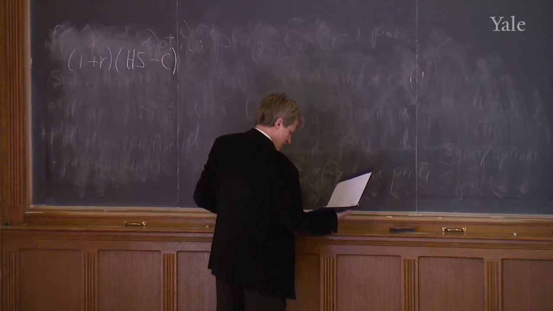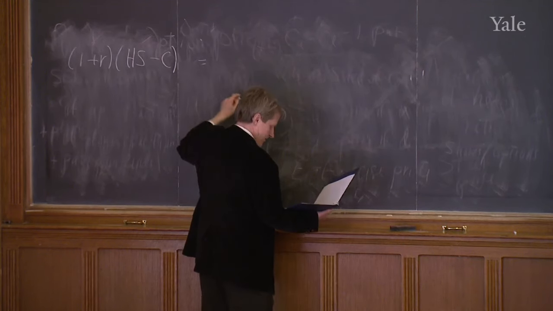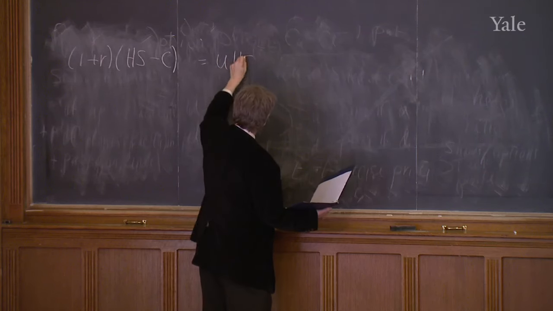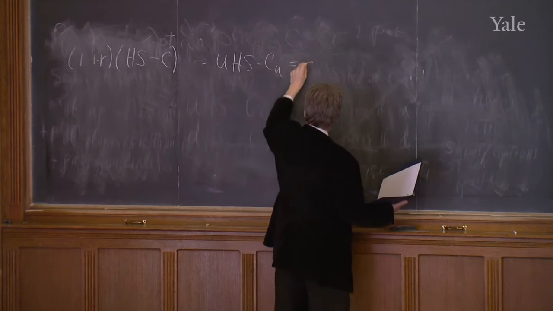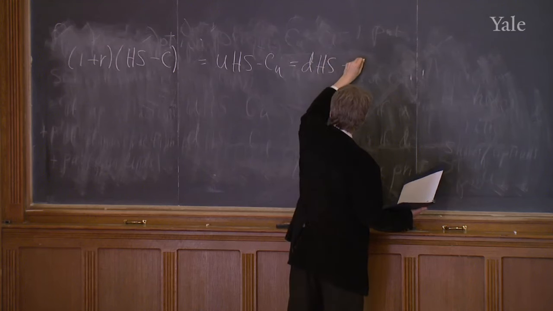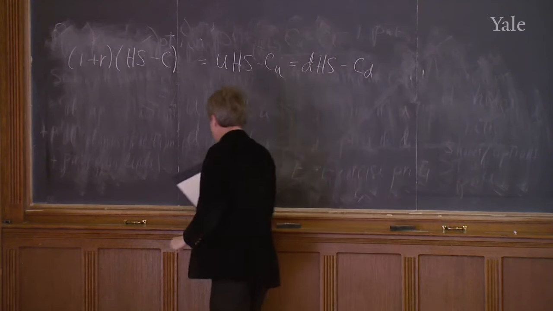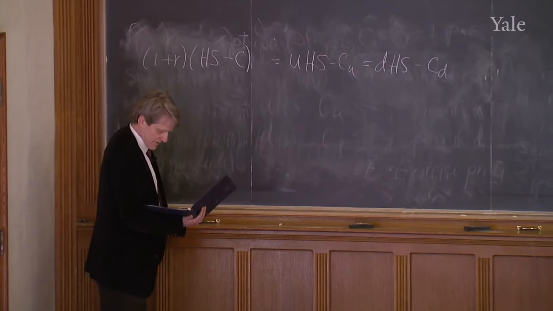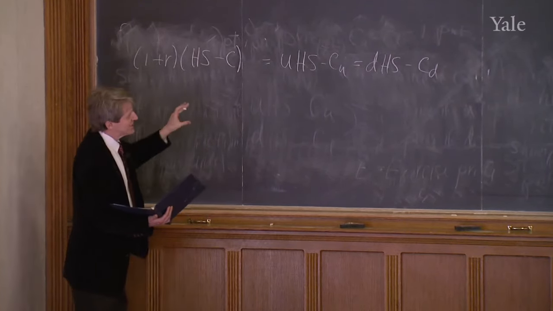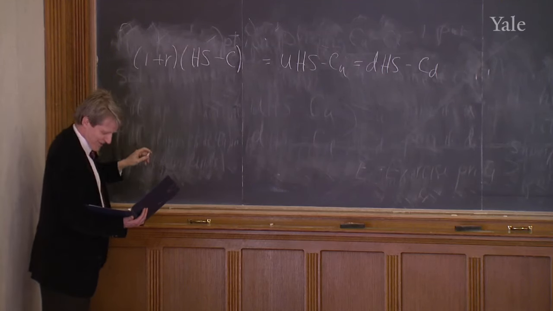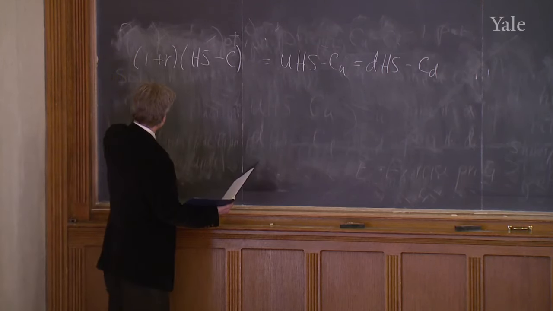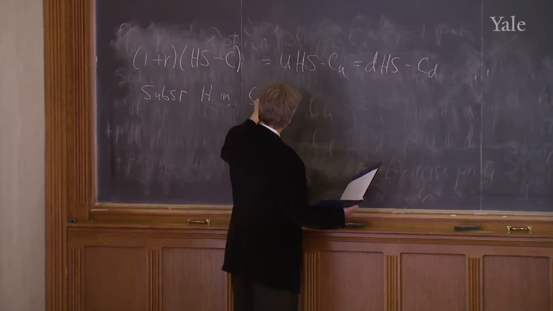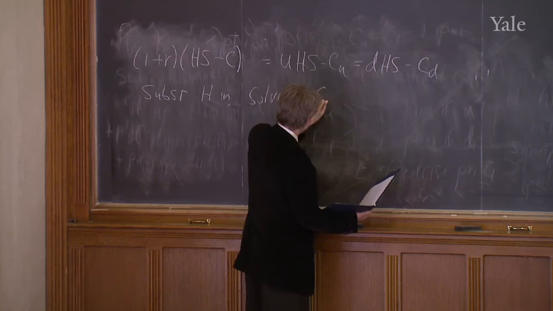That has to equal the value of the portfolio at the end, which is either uhS minus c sub u, or dhS minus c sub d, the same thing. So I've already derived what h is, and I substitute it into that, and I solve for c. So substitute h in and solve for c. And we get the call price.